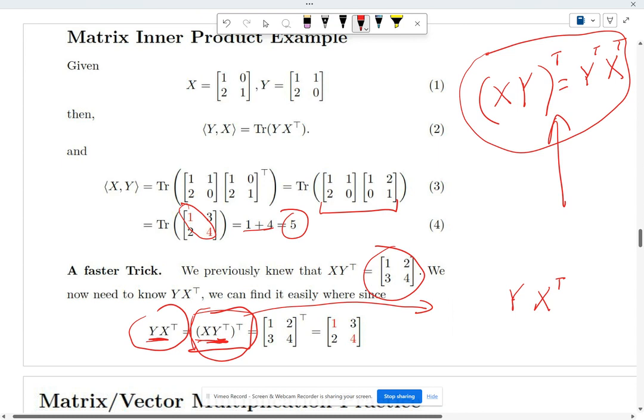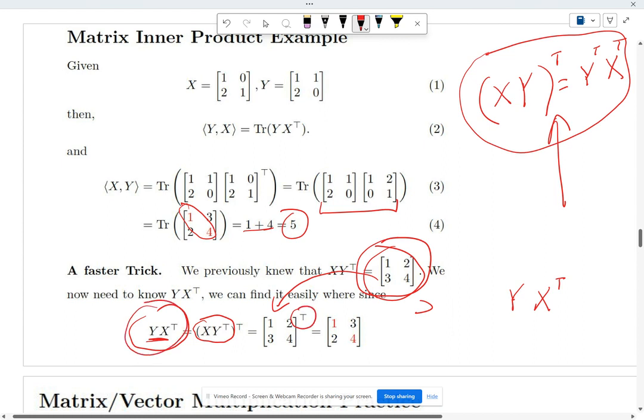And if we know that, then we know this is 1, 2, 3, 4, and we're going to plug it here. And all we have to do is take the transpose. Then we will get this matrix back. And notice when we take the transpose, we got 1, 3, 2, 4, which is exactly what we got here.